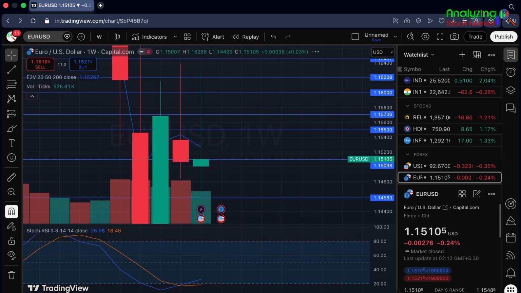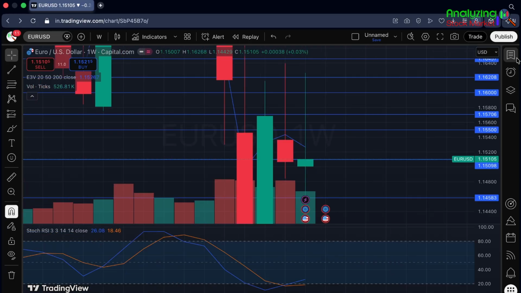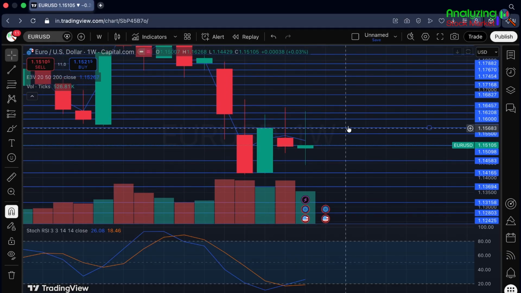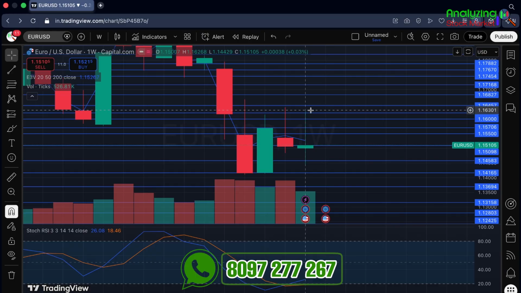So let's open a weekly chart over here. So this is the weekly chart. In this weekly chart, we can see a bullish candle with a small body, a small or medium lower wick, and a big upper wick. This is currently a doji candle. If I talk about the stochastic RSI, it is at around the 18-26 level, which is indicating positive momentum.